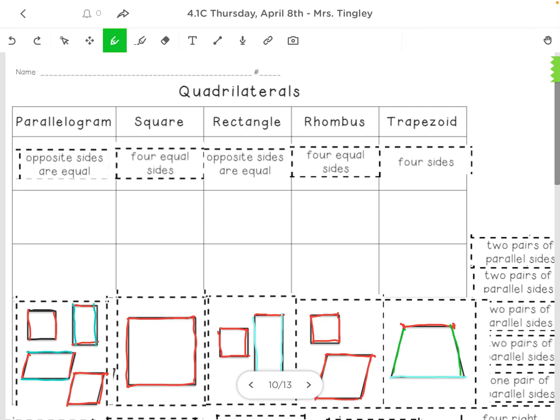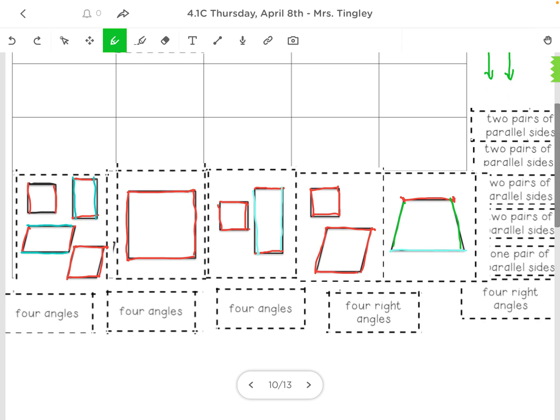Now let's look at the parallel lines. Remember, parallel lines are lines that go on, oop, that's not a very straight line. Let's try this again. Parallel lines are lines that go on forever and ever, but they never touch. If this line went on forever and ever, they would never ever cross. So which shapes have parallel lines? I want you to put a star on every shape that has parallel lines, either one pair or two pairs.